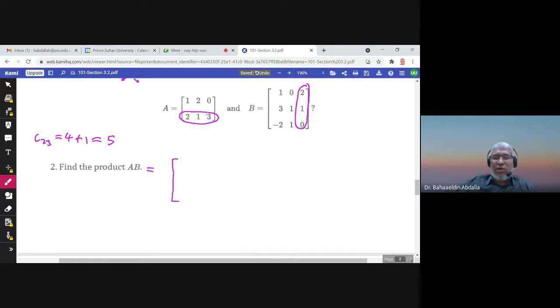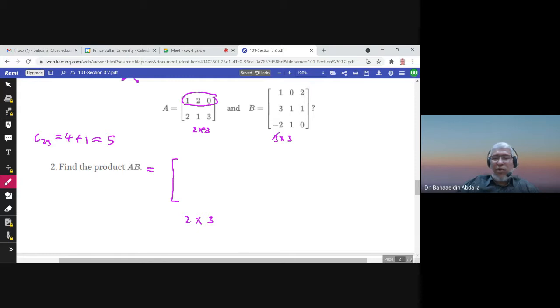Now, what is the order of this matrix? This is 2 by 3. What is the order of this matrix? 3 by 3. So we can multiply them. And the order of the product would be 2 by 3. So the order of this matrix would be 2 by 3. I start by multiplying the first row of A by all the columns of B.